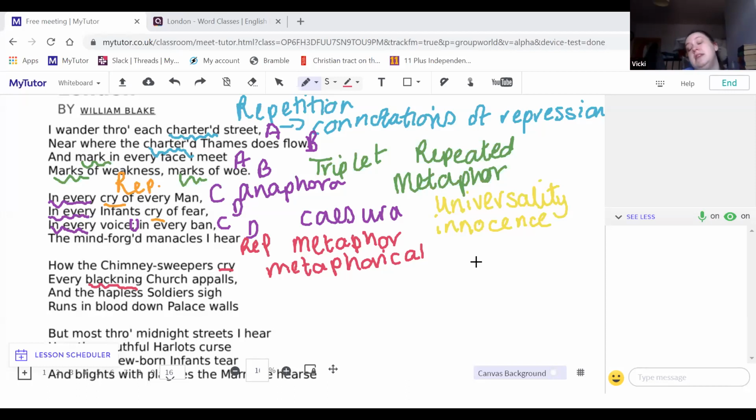If it's just a little c, if it's not a capital letter, it's just referring to a church as in a building. So that's the difference between the two, but it's very easily forgotten. Is every church blackening a personification, as it gives the church human characteristics?